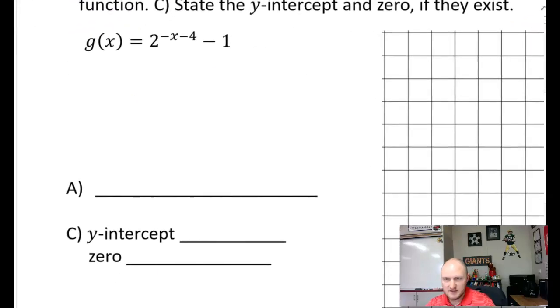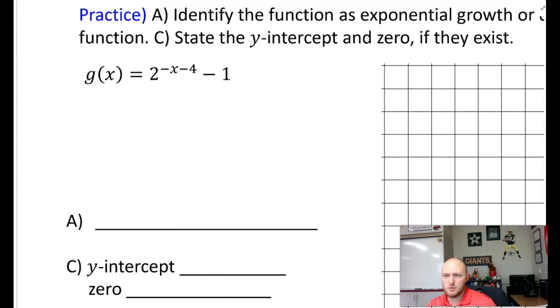So please write down this example, where again we're asked to state if it's exponential growth or decay, and then graph it, and then state the zero and intercept. This example, I really want to stress the importance of looking at the exponent. And do you see how there's a negative coefficient in front of x? But it's not in factored form. I don't have parentheses around my x minus h factored.